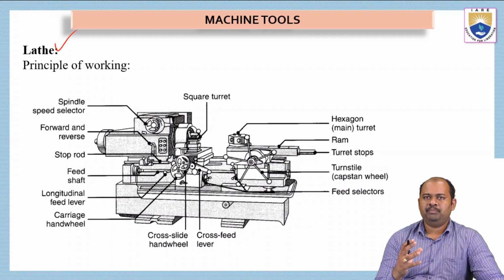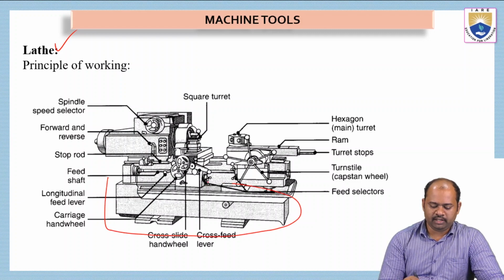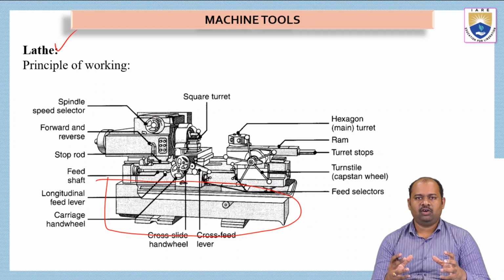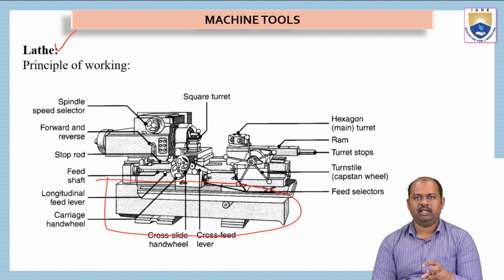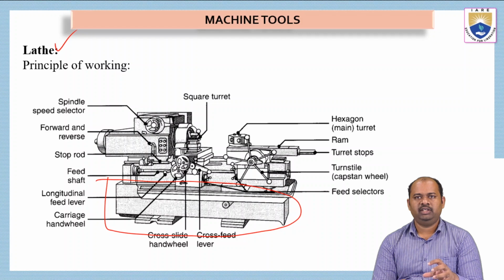Now, the key parts of this lathe machine. The first one is the bed. In a lathe machine, the bed is the major component on which all the parts will be standing. The bed is made up of cast iron. It is very heavy, and on this we can place all the tools, machinery, motors, etc. Everything will be placed on this bed only.